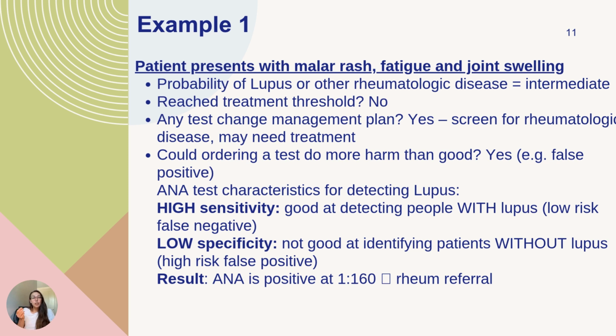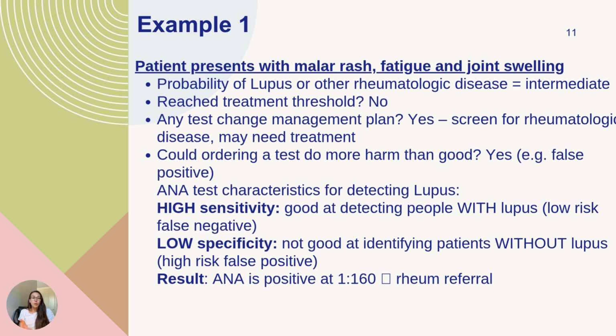So, let's say a patient's presenting to you with a malar rash, fatigue, and joint swelling. Right away, if you're familiar with a lupus presentation, I'm worried about lupus. So, for me, even with these points alone, the probability of lupus or another rheumatologic disease is at least an intermediate pretest probability. So, I haven't landed the diagnosis, of course. I haven't reached the treatment threshold.